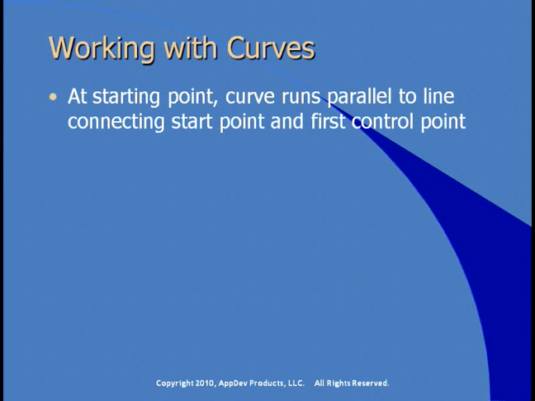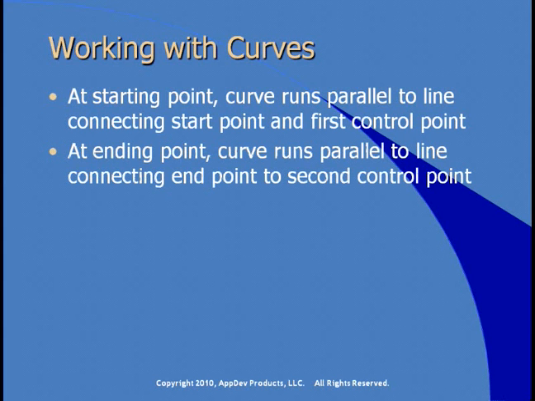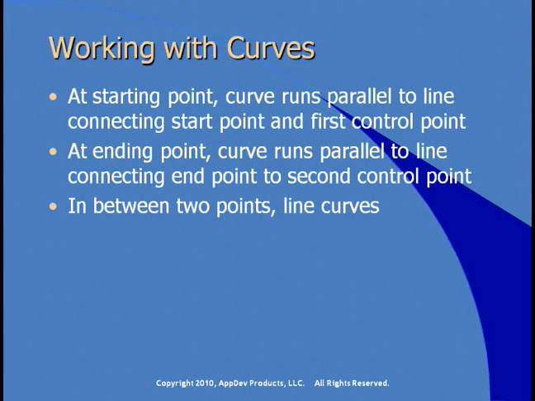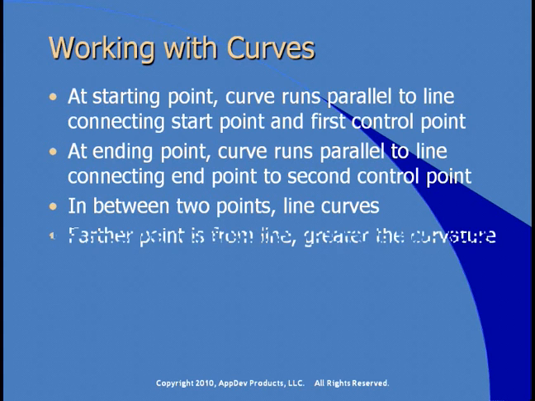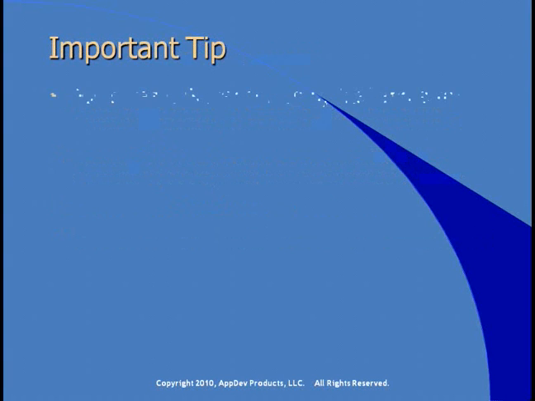Now at the starting point, the curve runs parallel to the line connecting the start point and the first control point. At the ending point, the curve runs parallel to the line that connects the end point and the second control point. In between those 2 points, the line curves. Here's a concept you may not realize. The further the control point is from the line, the greater the curvature of the line is.